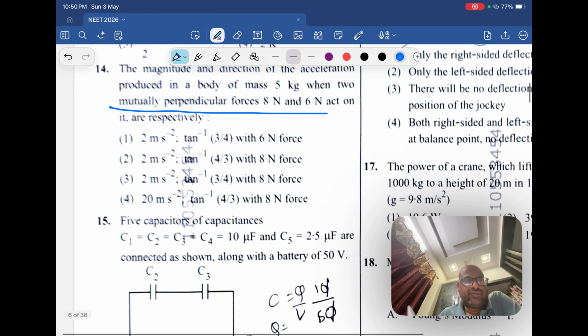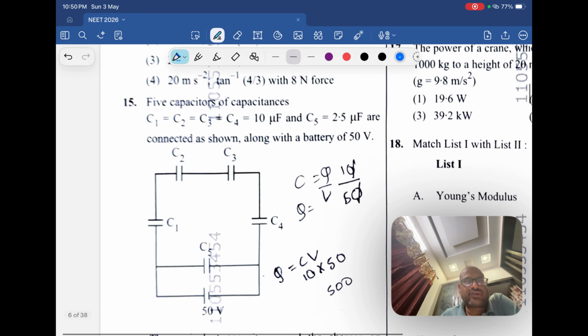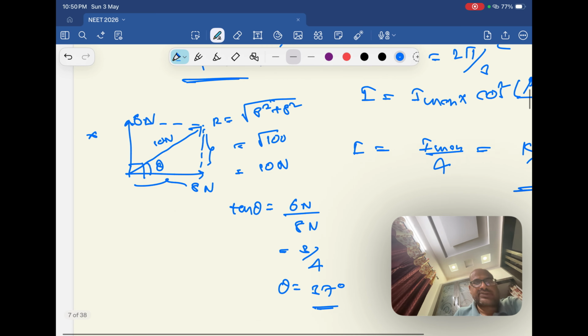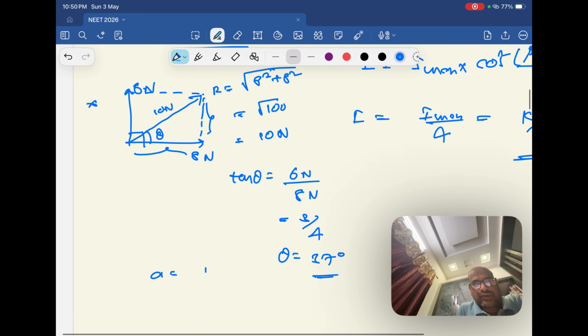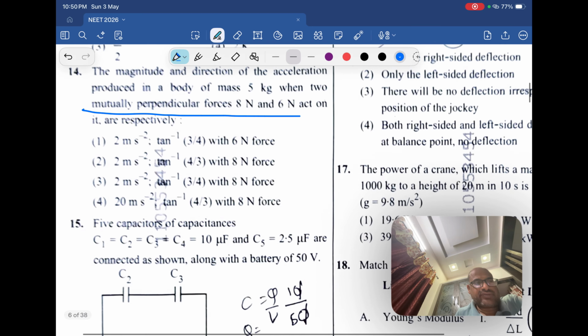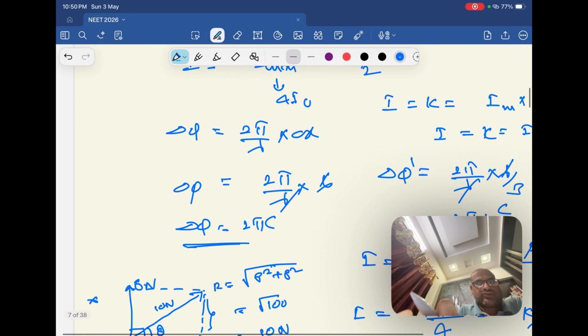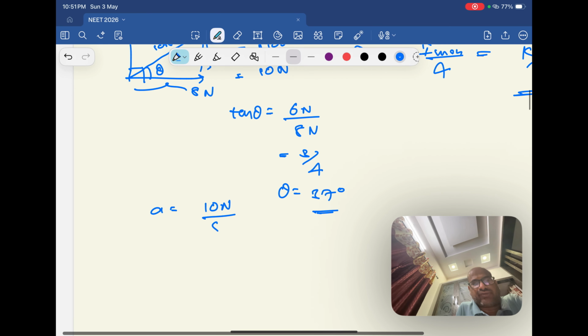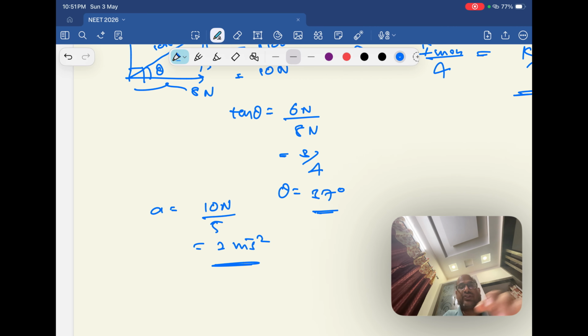Yeah, this is question number 14. 2 meters high. Acceleration how much now? Acceleration is force by mass. So force how much is given? 10 Newton. And mass how much? 5 kg. So force is 10, mass is 5. So it will be 2 meter per second square acceleration, and direction is what?